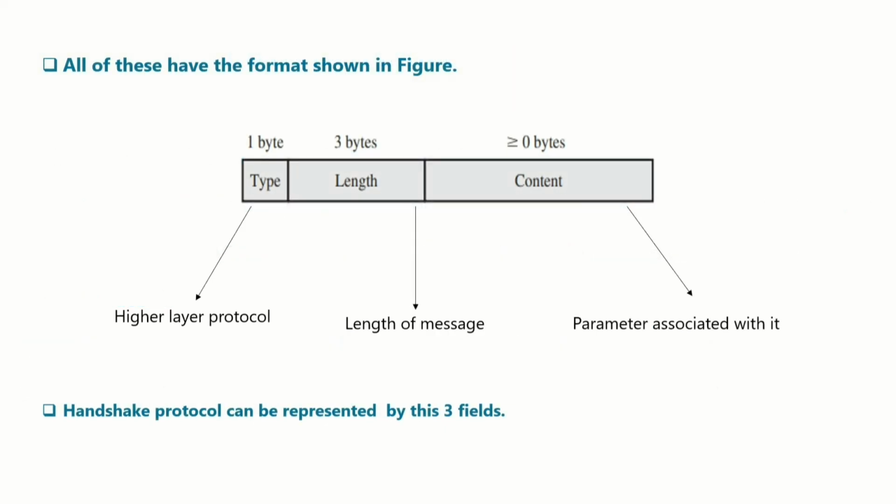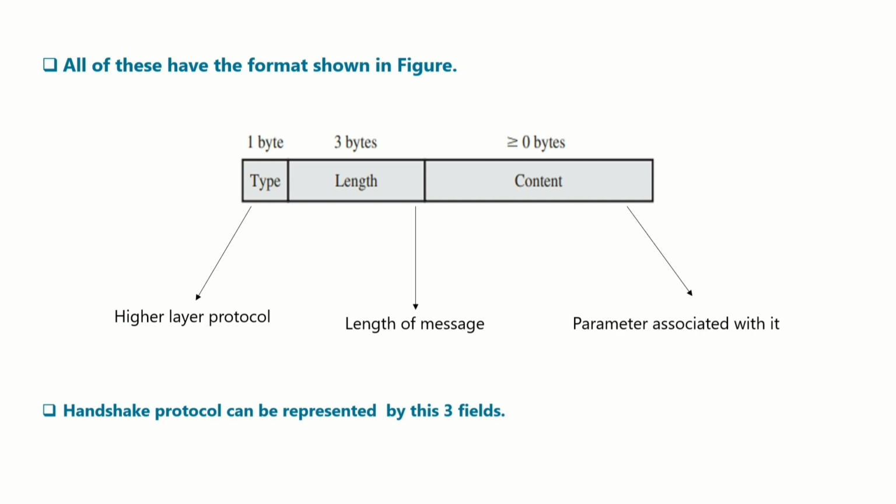Handshake protocol can be represented by using these three fields: type, that is 1 byte, length of 3 bytes, content of greater than or equal to 0 bytes. Type here represents higher layer protocol, where length represents the length of the message and content represents the parameters associated with it.